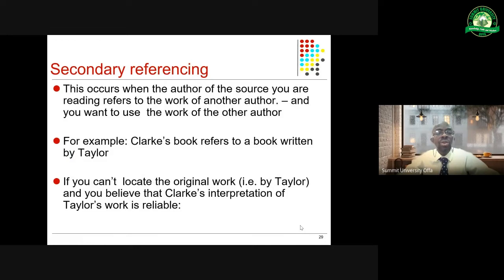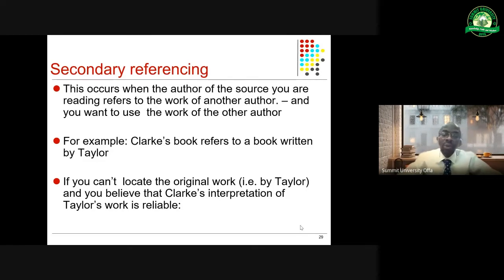And there is also what we call secondary referencing. Secondary referencing occurs when the author of the source you are reading refers to the work of another author, and you want to use that work of the other author. E.g., you are reading a book written by Taylor, but Taylor in his book mentioned another book written by Clarks. So that's what you call secondary referencing.